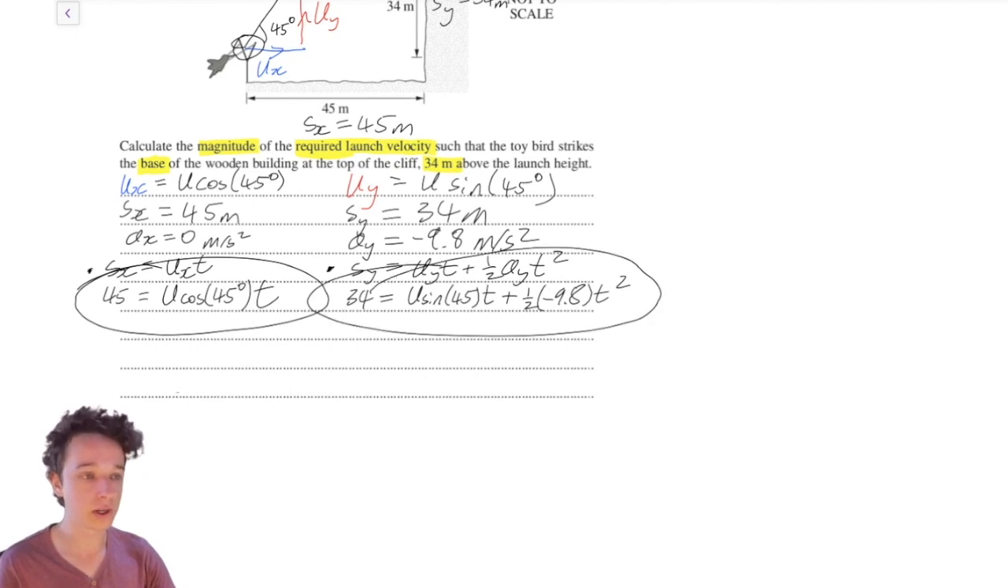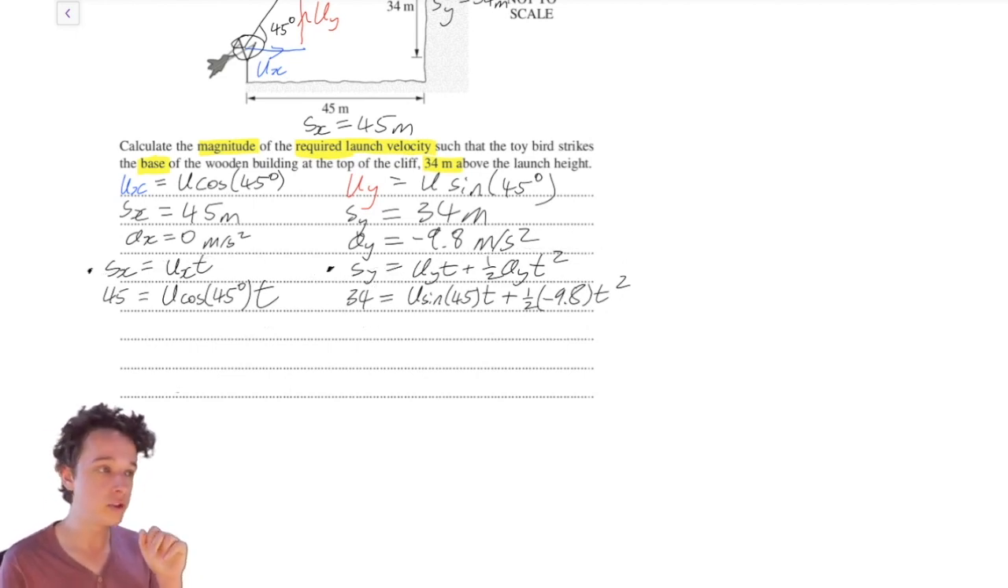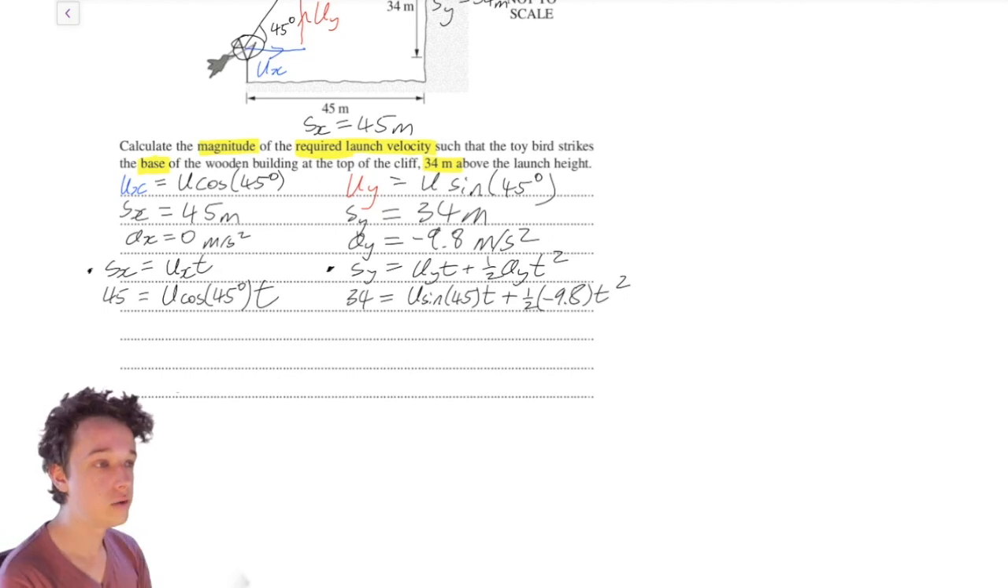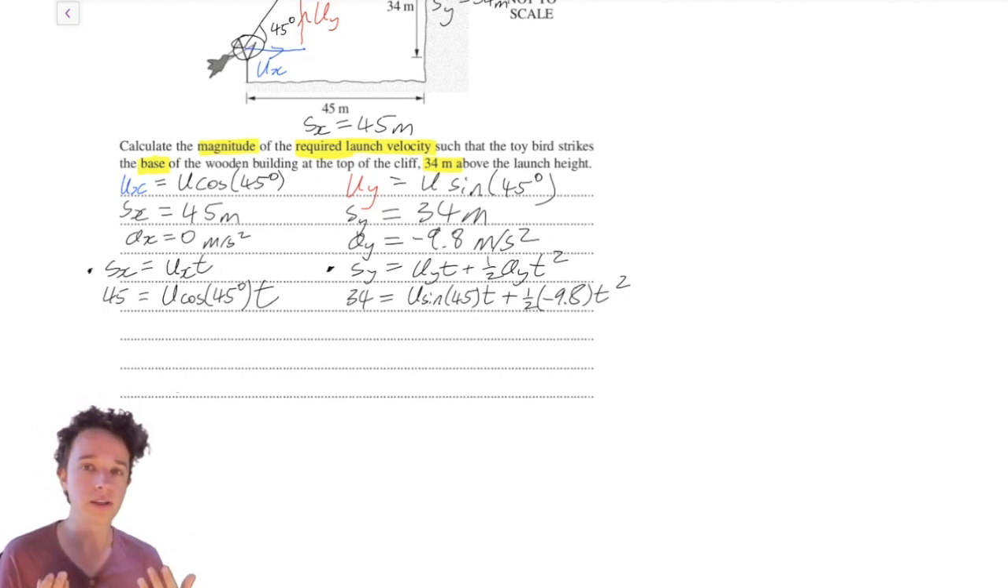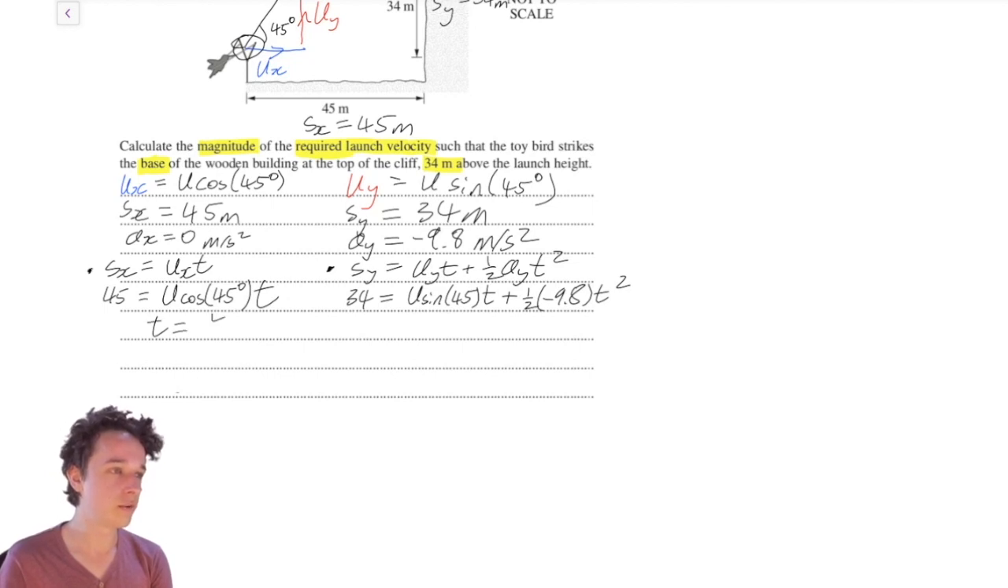And so you can see what we have here is two equations, this being the first equation, this being the second equation, which have two unknown variables, u being the one that we're interested in and t being another variable that we don't know. If you have two unknowns and two different equations, you can use a technique called solving simultaneously in order to find either of those variables. To make this a little bit easier, I'm going to rearrange the first equation for t. So t is equal to 45 divided by u multiplied by cos 45.